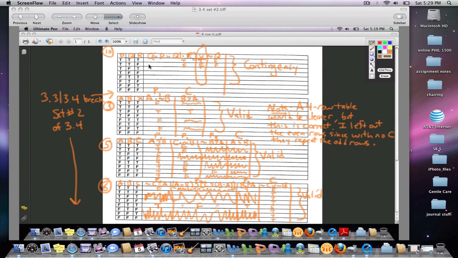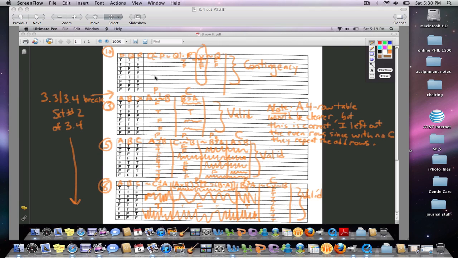Okay, I'm going to make a couple comments on the last problem from 3.3 and then the first three in set 2 of 3.4. What I have is the cursor here to point out things. That's the way the technology is going for me at the moment. Okay, in number 10 here, we have that it's a contingency.